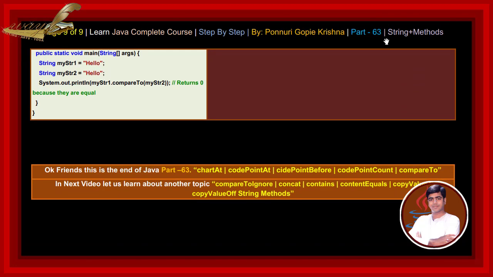Okay friends, this is the end of Java part 63: charAt, codePointAt, codePointBefore, codePointCount, compareTo. In the next video, let us learn about other topics: compareToIgnoreCase, concat method, contains method, contentEquals method, copyValueOf string methods.